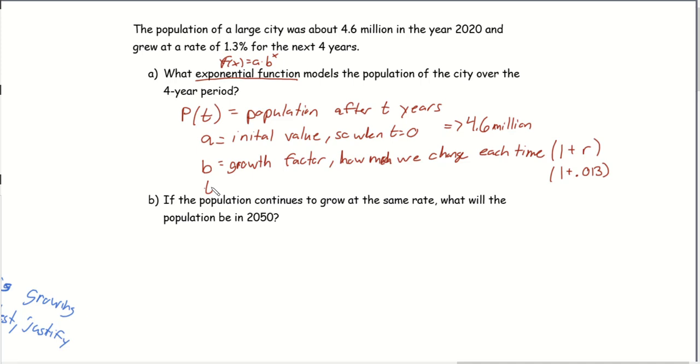So t is our years, and we're trying to do 4 years, right? Okay, I need some more room. I'm going to write the formula down here. So I have P of t equals what? 4.6.